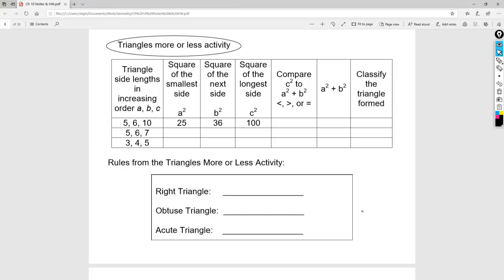So what I would like you to do is fill out this table, see if you can come to a conclusion, okay, and then we'll talk about it here in a few minutes. So go ahead and pause the video and try to fill out the table.